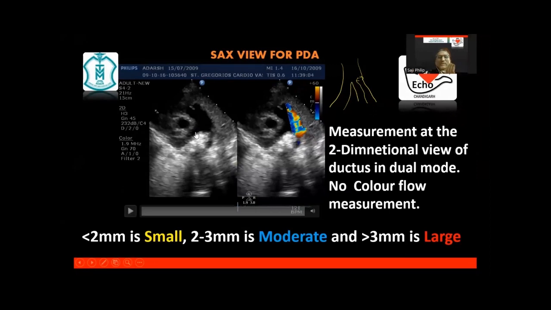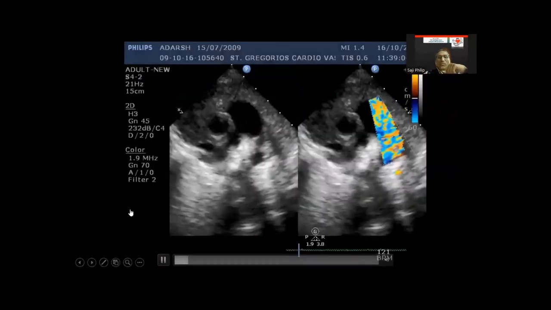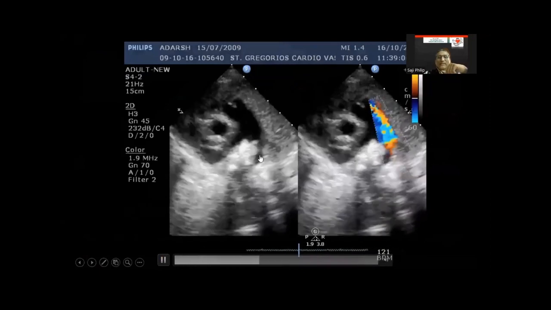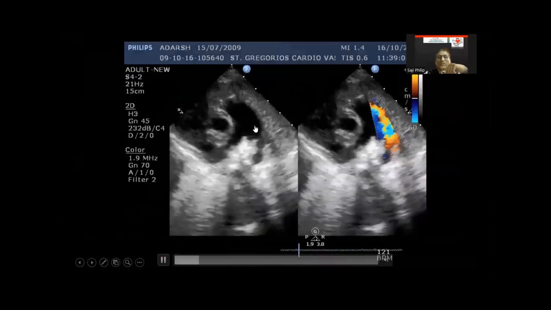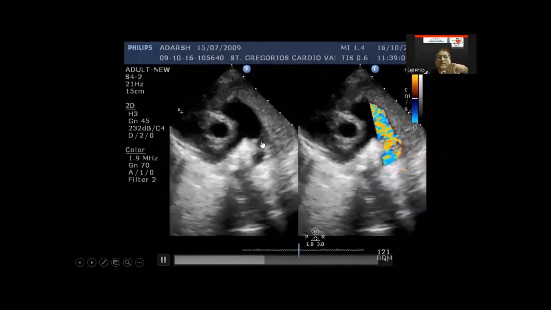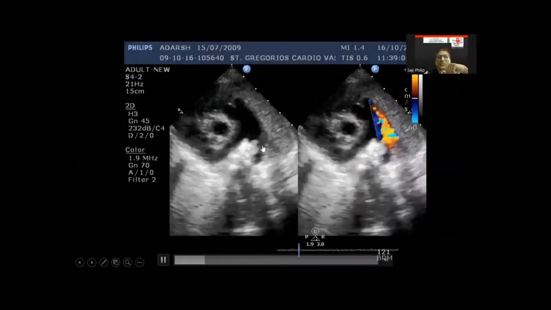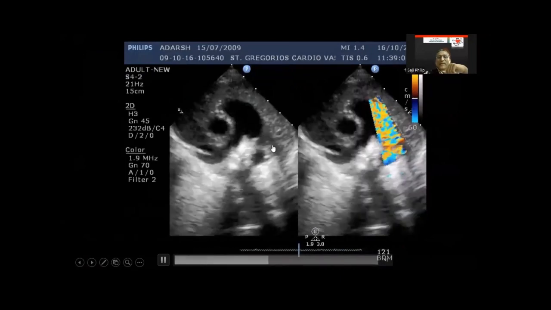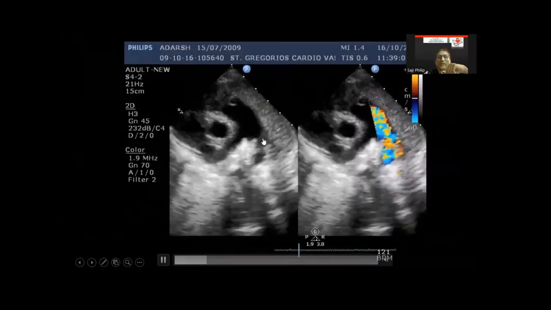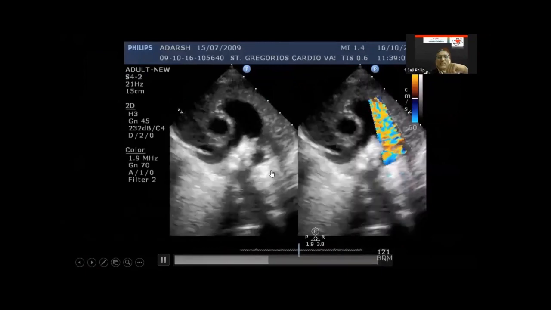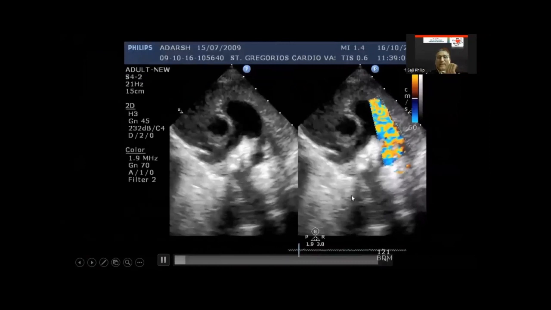So look at this. This is the LPA. This is the ductus. So 3 vessel view, and this dimension, dual view you take. Never take the color flow measurement, that will be erratic and over measurement. Here you can freeze it, and then the narrowest portion you can measure it.